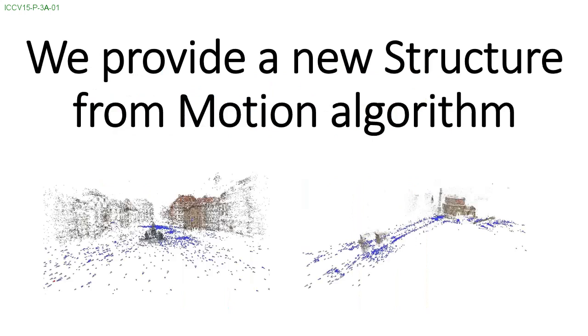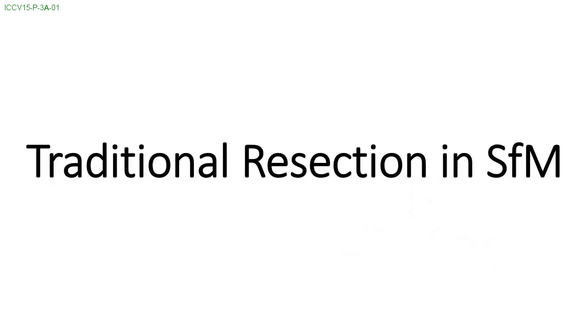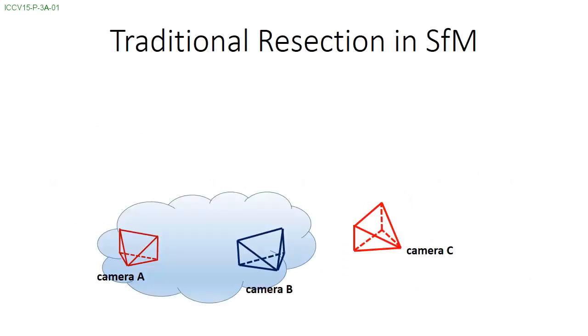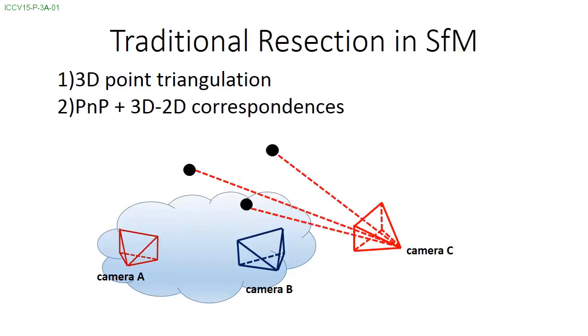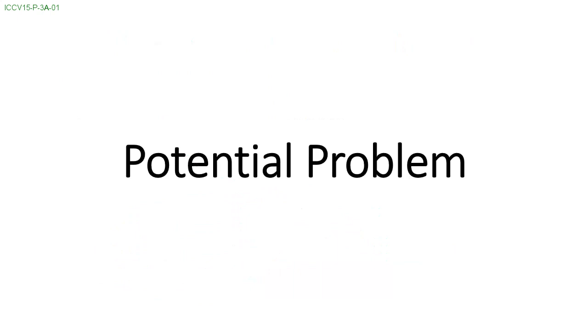We propose a new incremental structure from motion algorithm based on a novel structureless camera resection technique. The traditional resection method first triangulates the 3D points. It then computes the camera pose using 3D-2D correspondences and the P&P algorithm. However, this method has one potential problem.